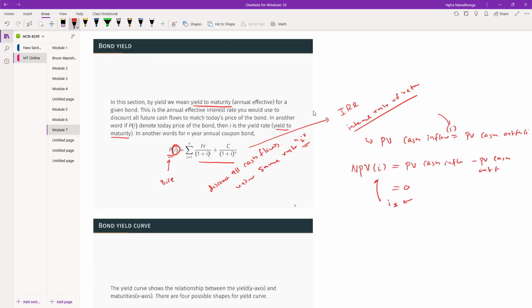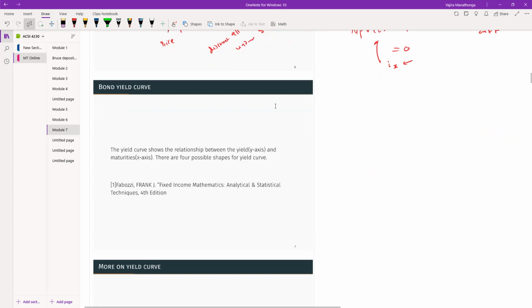Even though the name is different, this is actually the same internal rate of return. But in the bond context, we call it yield to maturity. Once you define that, you can talk about the bond yield curve. So what is the bond yield curve? You have these instruments. On this side you have maturity, so basically yield against maturity.